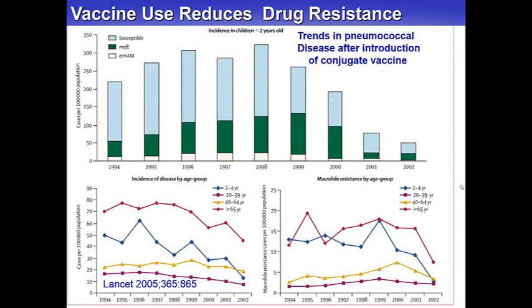Some of the commonest strains that cause invasive disease are also the ones that tend to be drug resistant. So vaccinating against those also reduces the burden of drug resistance, as we mentioned. Here's an example where we're seeing the resistance to a class of antibiotics called macrolides, and the incidence of macrolide resistance among invasive pneumococcal isolates is decreasing after introduction of the conjugate vaccine. That was one of the fringe benefits of pneumococcal vaccination.